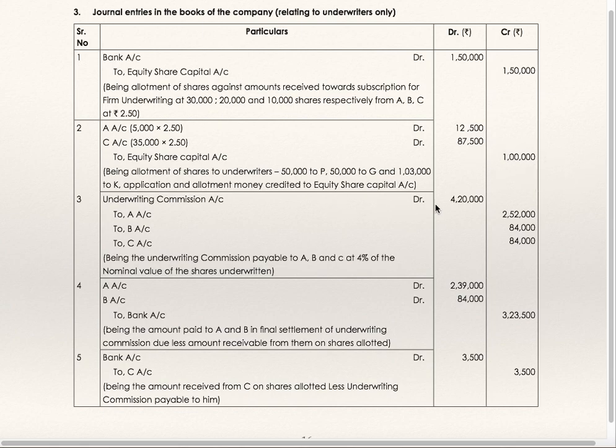Underwriting commission due. Underwriting commission account debit to A, to B, to C. This is commission due. The company will have to pay to A and B. We have seen this in the earlier statement. A's account debit 2,39,000, B's account debit 84,000 to bank 3,23,500, and the company will collect from C, bank account debit to C's account 3,500.